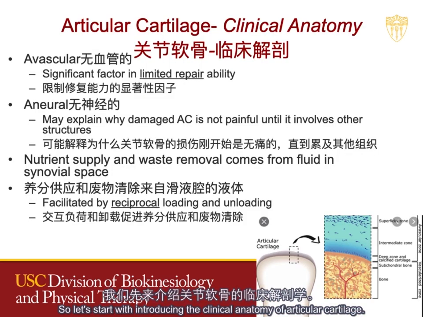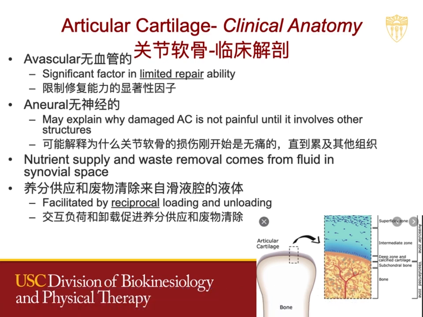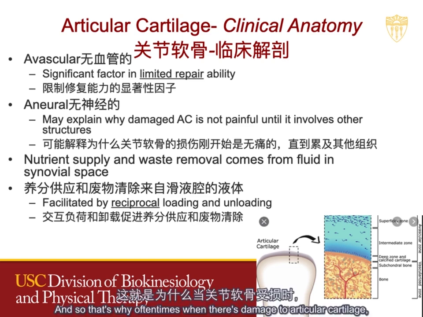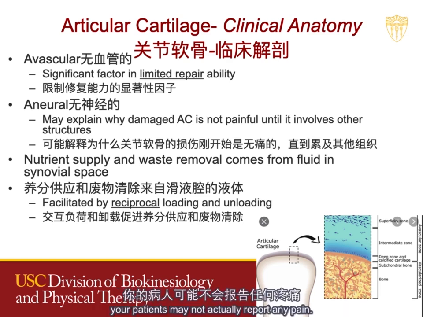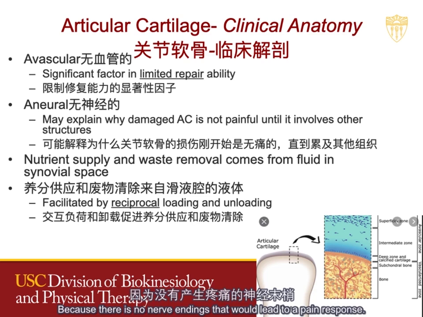So let's start with introducing the clinical anatomy of articular cartilage. And what we need to recognize is that that avascularity really does lead to limited ability to repair. Articular cartilage also has decreased nerve supply, so it's basically what we call aneural. And so that's why oftentimes when there's damage to articular cartilage, your patients may not actually report any pain. And so it makes it a little bit harder to recognize when there's injury, because there are no nerve endings that would lead to a pain response.